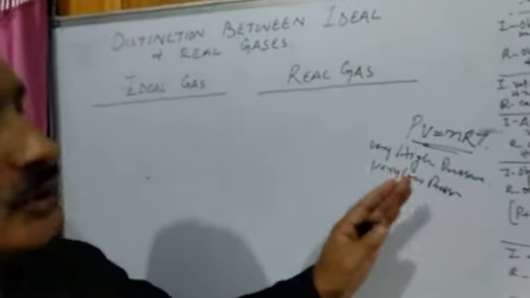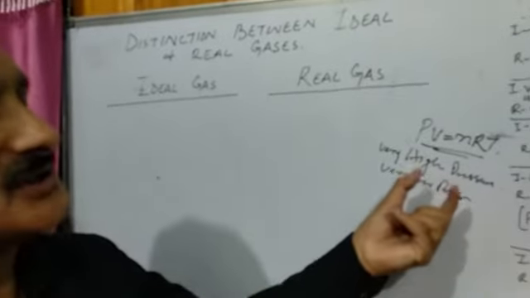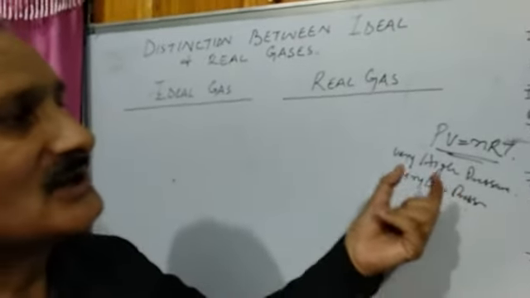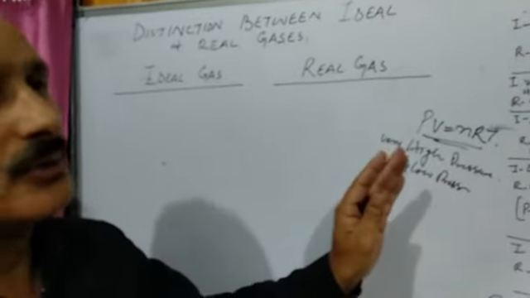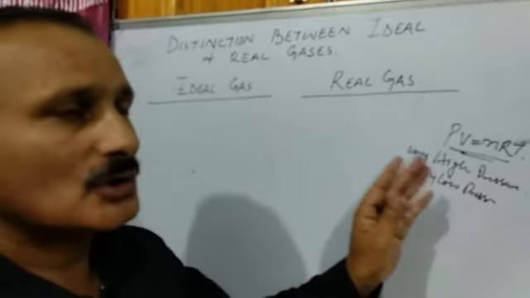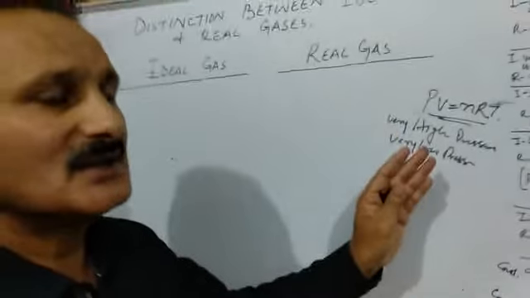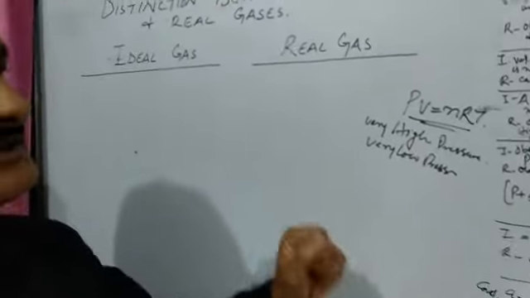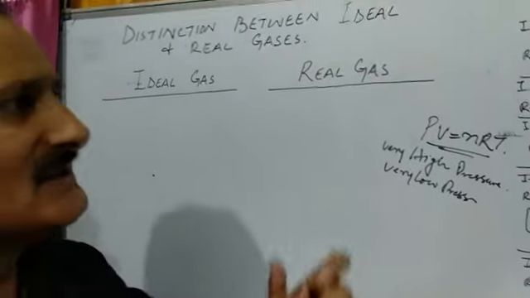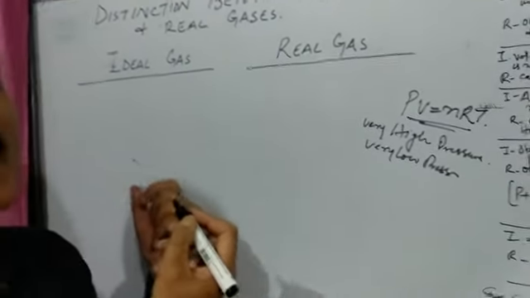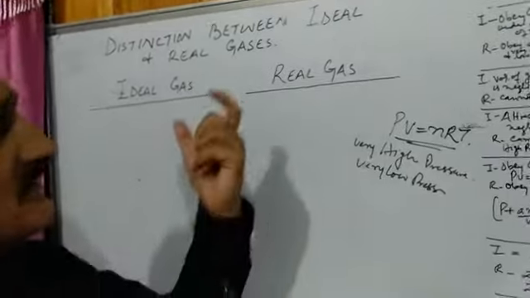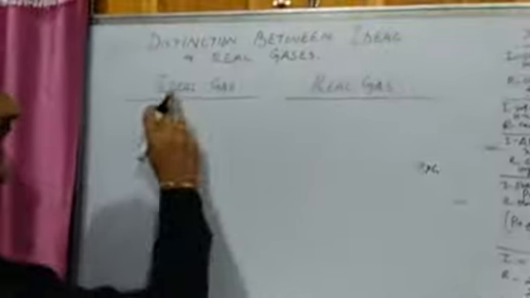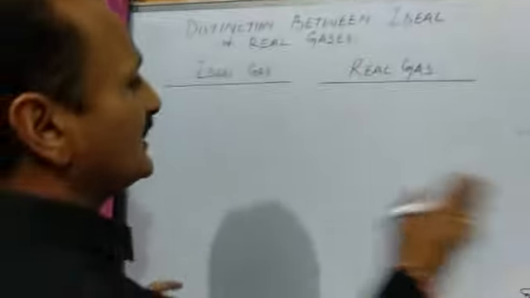But as I told you, such a situation is never reached, and that is why we do not have these ideal gases. So the concept of ideal gases is hypothetical. It is imaginary. We do not have ideal gases. So there are some other differences between our ideal and real gases. Today we will discuss the points of difference between the ideal gases and the real gases.